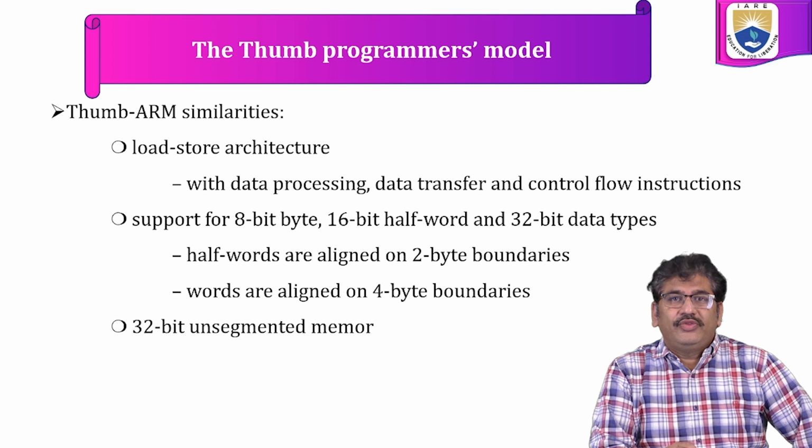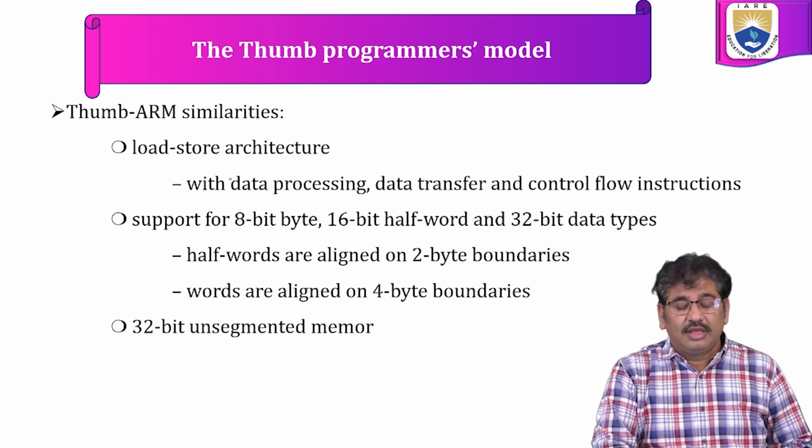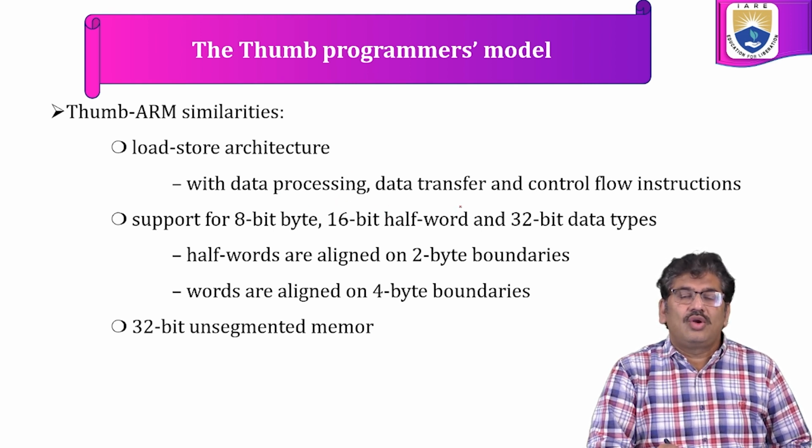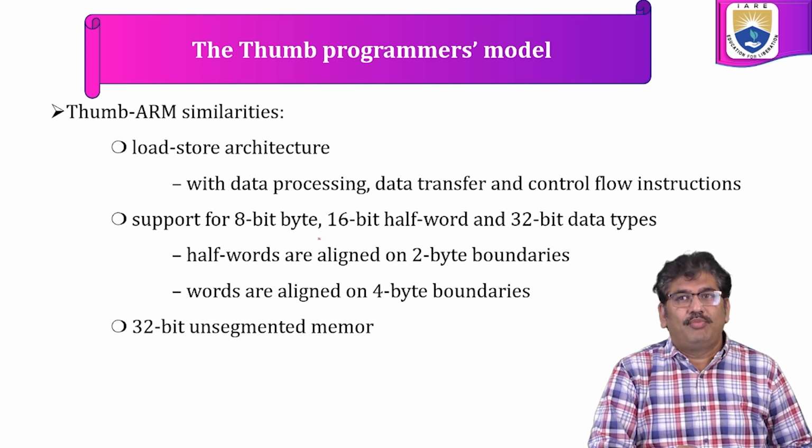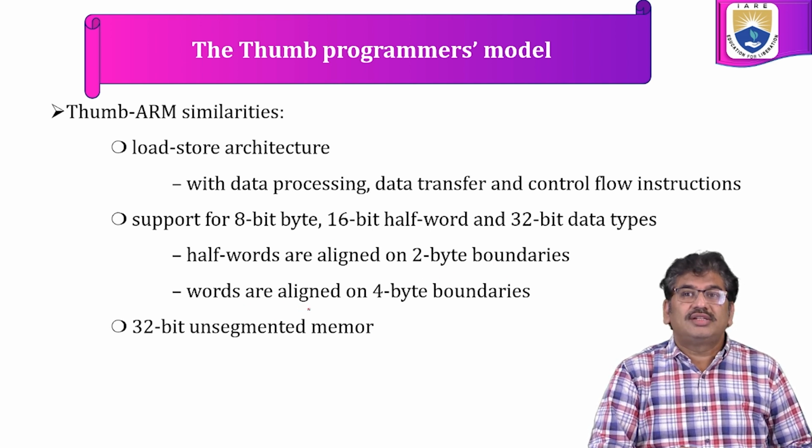The similarities between Thumb and ARM are the load-store architecture with data processing, data transfer and control flow instructions. It supports 8-bit byte, 16-bit half-word or 32-bit word data types. Half-words are aligned on 2-byte boundaries, whereas words are aligned on 4-byte boundaries. It has a 32-bit unsegmented memory.